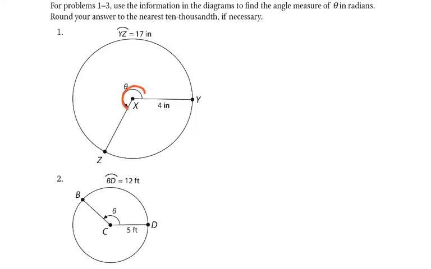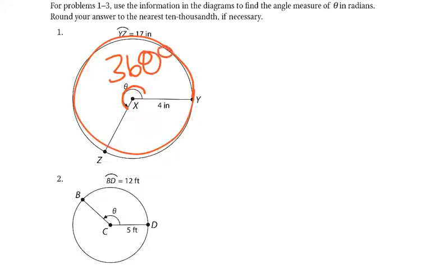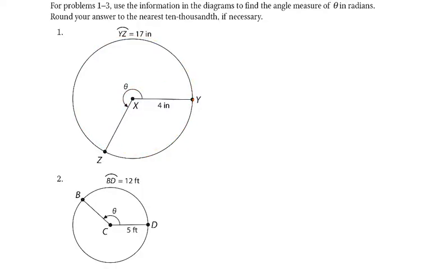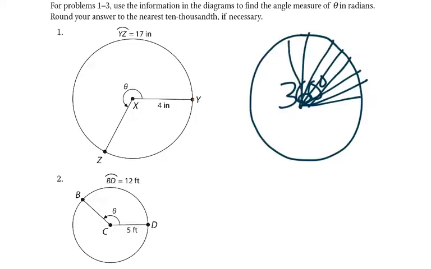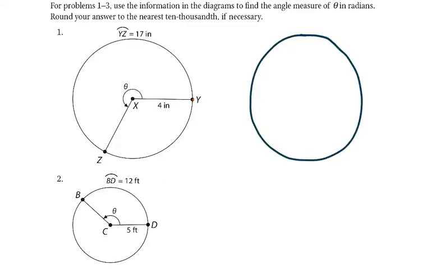Okay. Now, we're usually pretty good with degrees, right? A full circle is 360 degrees. So we want to find this piece. Okay, but we're doing radians now. Now remember, when we're talking about a circle of 360 degrees, that means we can split it up into 360 degrees, right?